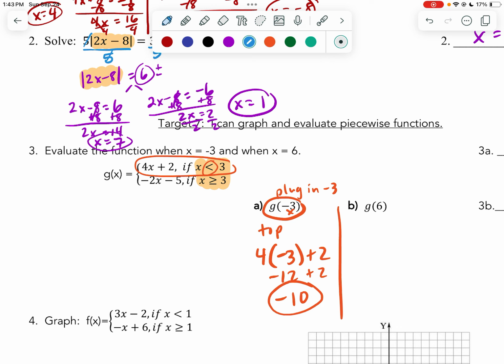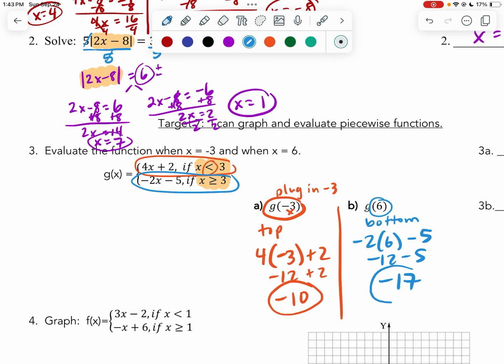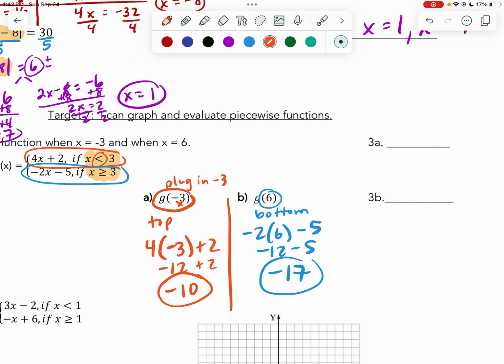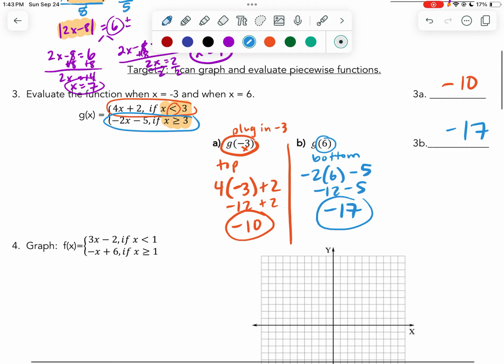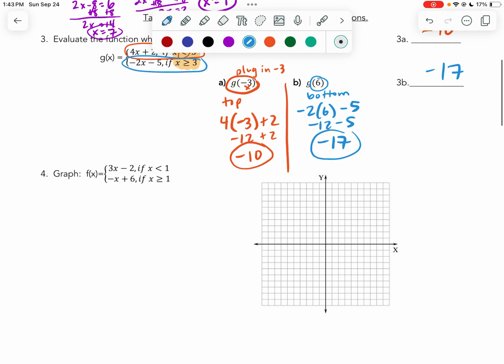So then for the second one, I have g of 6. That means plug in 6. But when I do that, that's going to be the bottom equation because 6 is bigger than 3. So I have negative 2 times 6 minus 5. So I get negative 17. Okay, and then that's what we're looking for over here. So negative 10, negative 17. Okay, so it's evaluating.